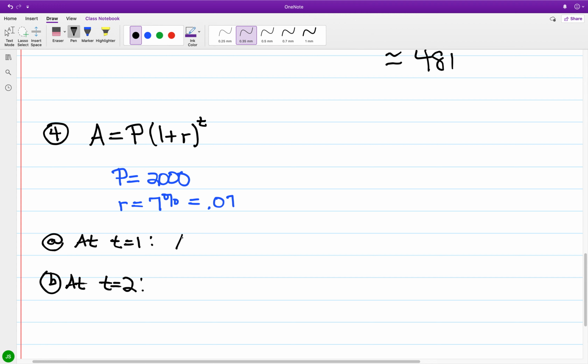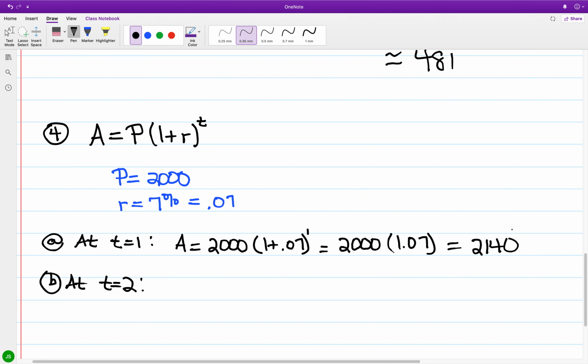And so for the amount after 1 year, using this formula, you have 2,000 times the quantity of 1 plus 0.07, and we have to the T, and T is only 1, so we have 2,000 times 1.07, and the future value after 1 year is going to be $2,140.